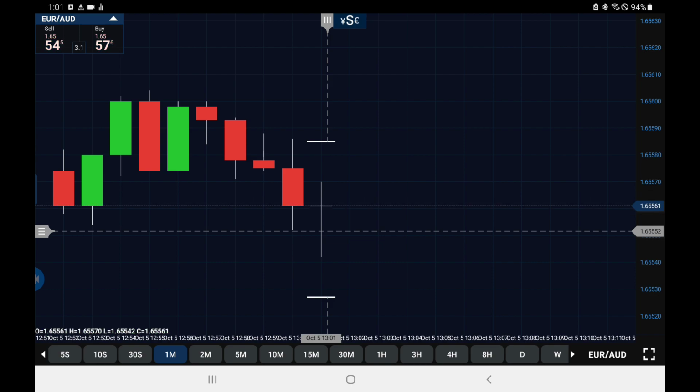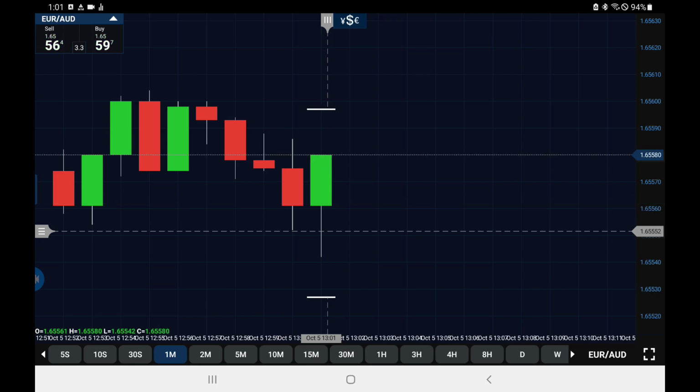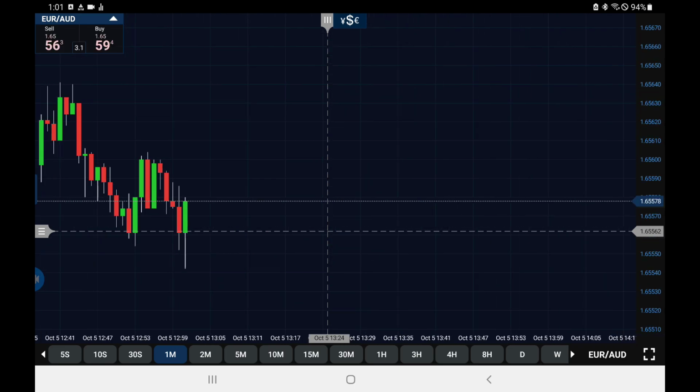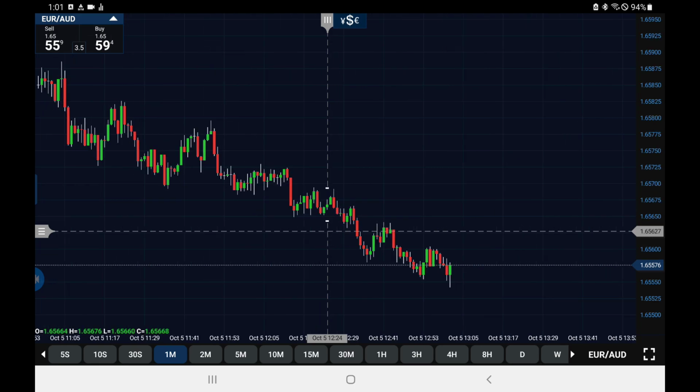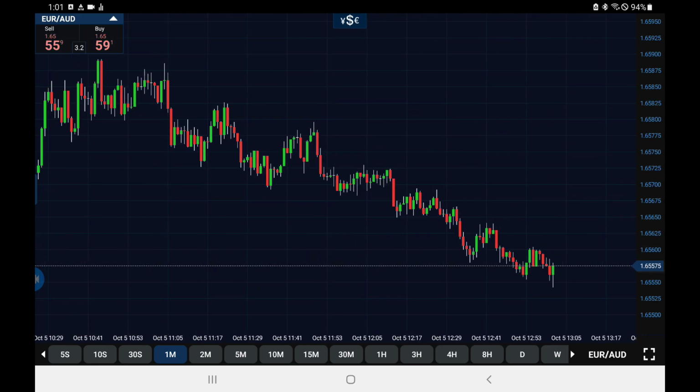Now, right now, I have this market zoomed in really close, but we can actually shrink it by pinching the screen and get a bigger picture of the market. And we can see where the market has been, where it has gone, and ultimately where we believe it might go next.